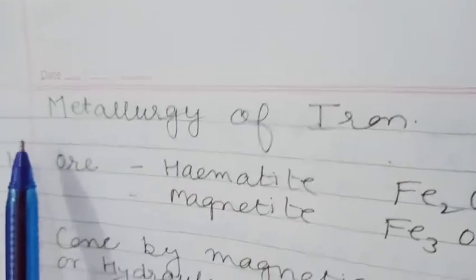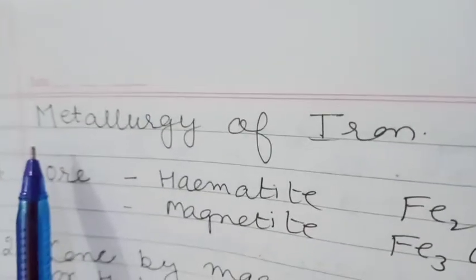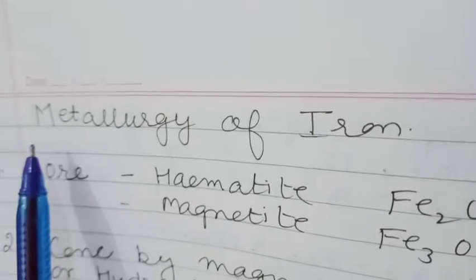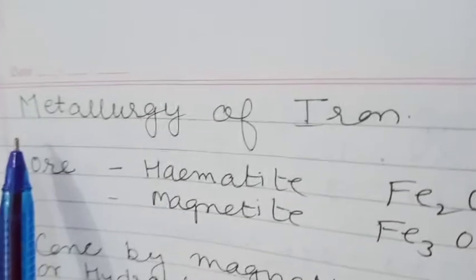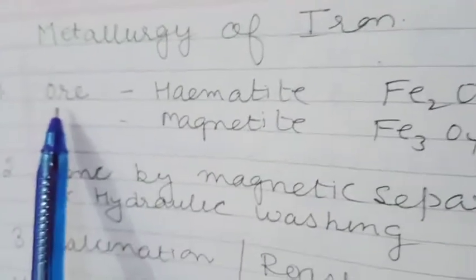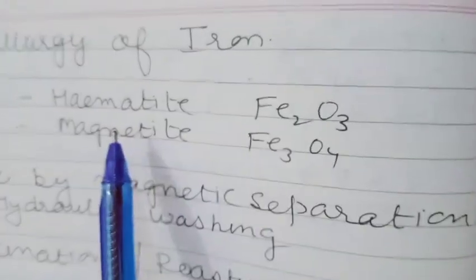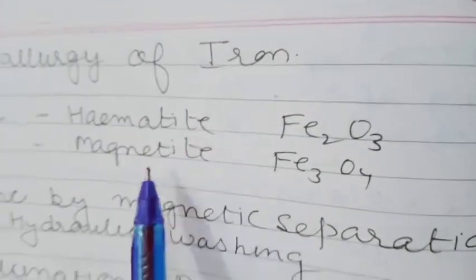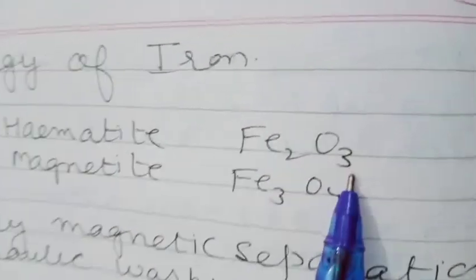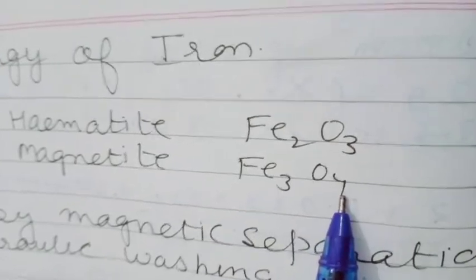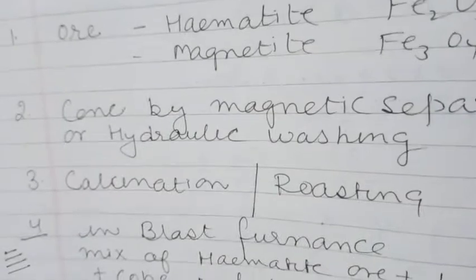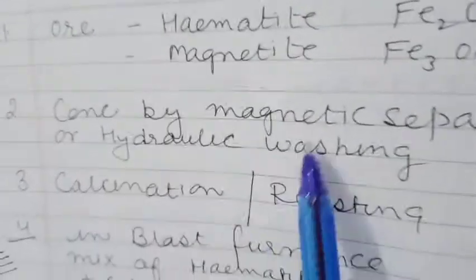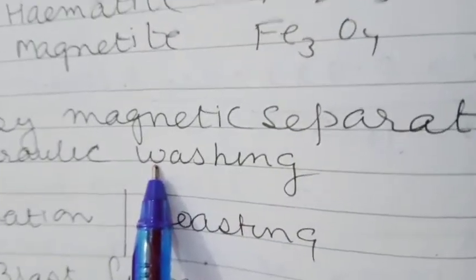Good morning, बच्चों. Today we will start with metallurgy of iron, or the process used for extraction of iron from its ore. First of all, we must know the ores of iron. The common ores found in India are hematite and magnetite, with formulas Fe2O3 and Fe3O4. The first step in metallurgy of iron is concentration. Concentration is done either by means of magnetic separation or by means of hydraulic washing.